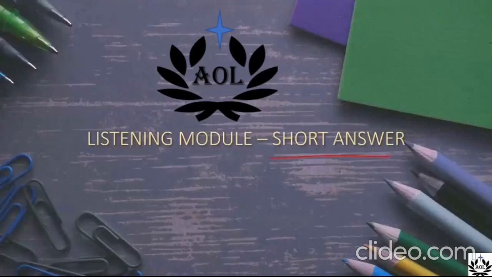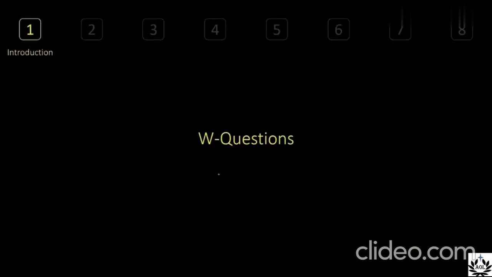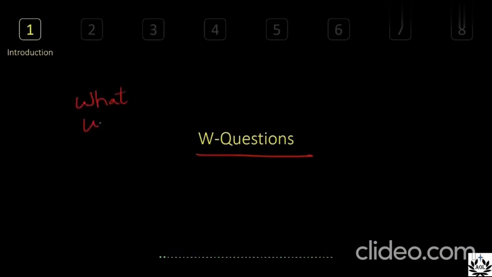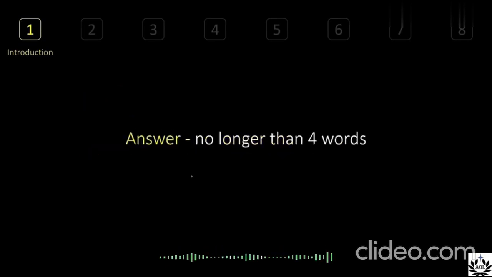Short answers. How to find solutions for short answer kind of questions in listening modules. This kind of question can actually be asked as W questions. I think you know what W questions are, right? Questions which have W words in them, like what, why, where, when, and all this kind of question. The answers are no longer than 4 words.